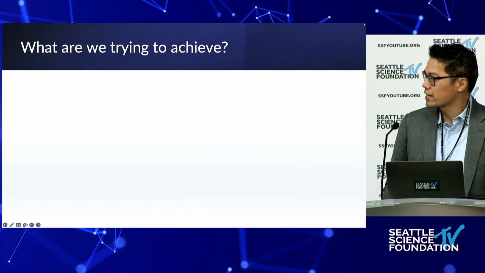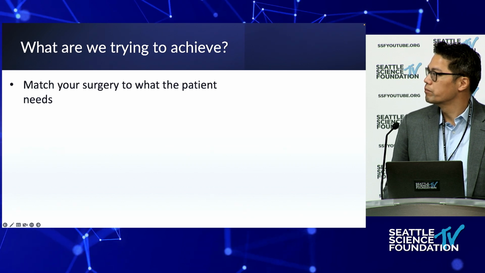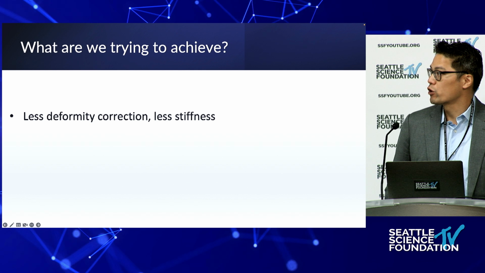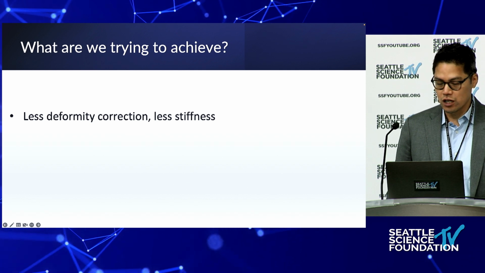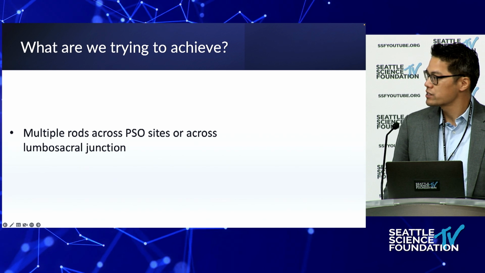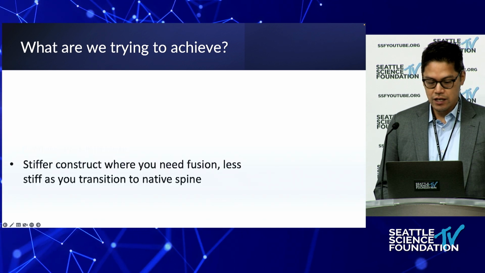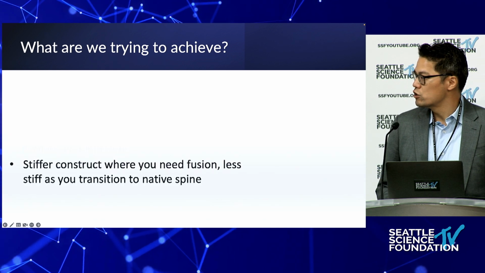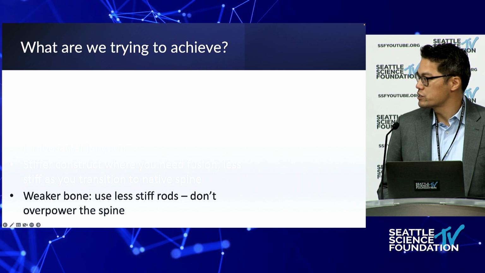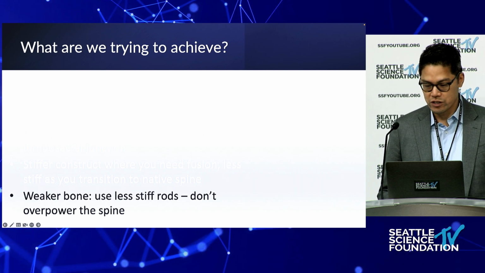So what exactly are we trying to achieve? You want to match your surgery to what the patient needs. If you're performing less deformity correction, maybe your construct needs to be less stiff. Think about using multiple rods across PSO sites or across the lumbosacral junction. Use a stiffer construct where you need fusion and less stiff as you transition to native spine. If you have weaker bone, use less stiff rods because you don't want to overpower the spine.